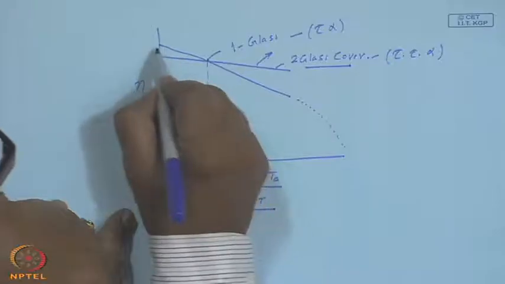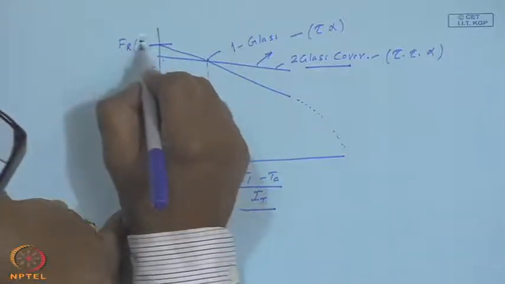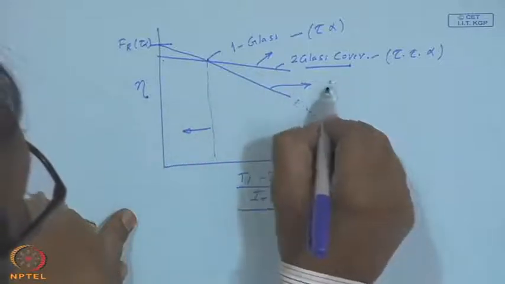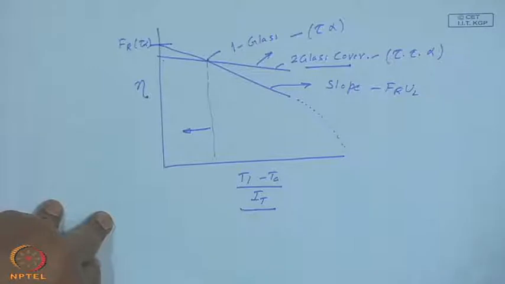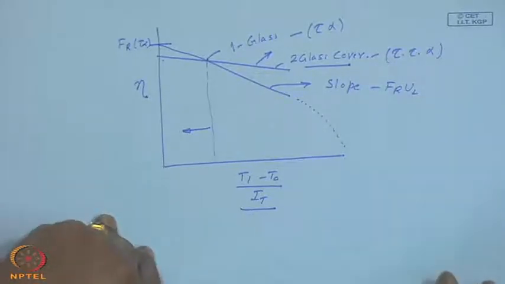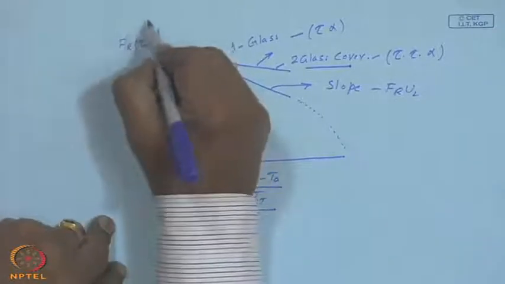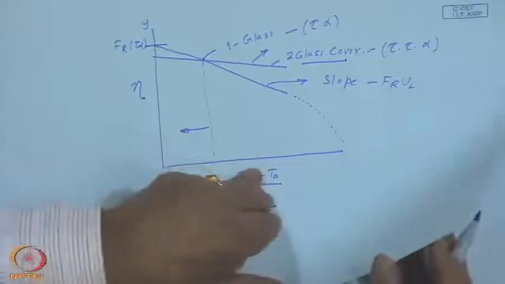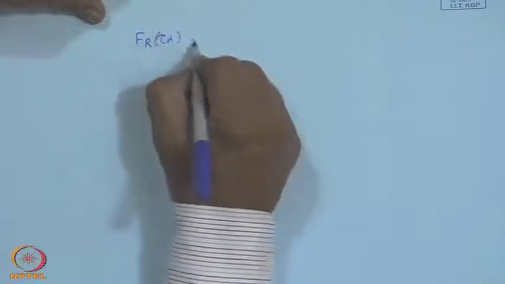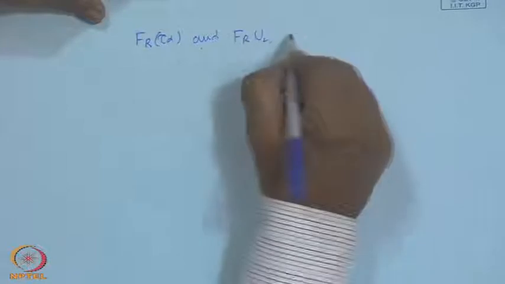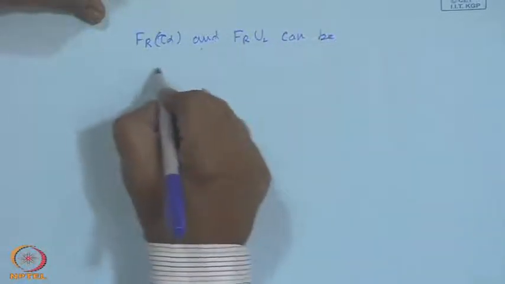Now, if you look at that equation, this is going to be your FR tau alpha intercept, and the slope of this will be minus FR UL. In addition to determining the efficiency of the collector, if you fit a best straight line to the efficiency curve, the intercept on the y axis will give you the property FR tau alpha, and the negative of the slope will be FR UL. So, the collector parameters FR tau alpha and FR UL can be determined from the experimental points.